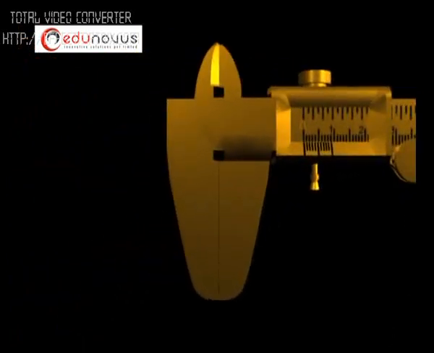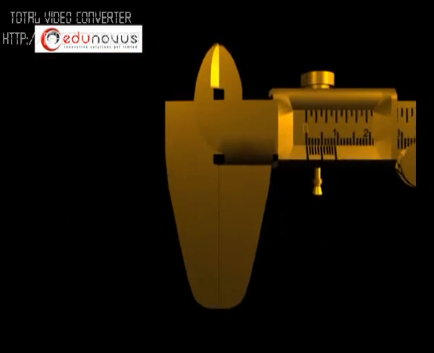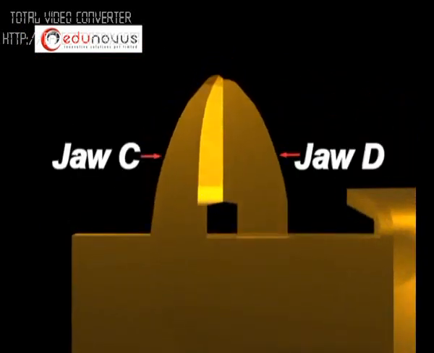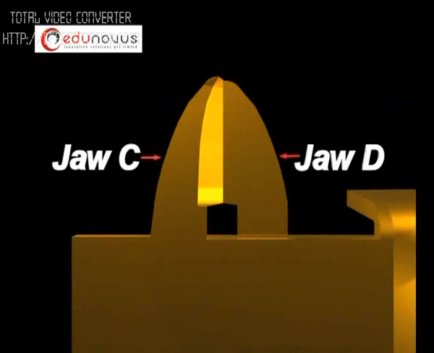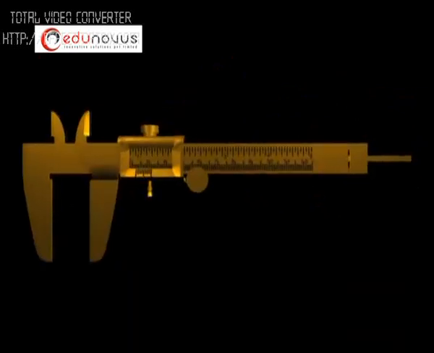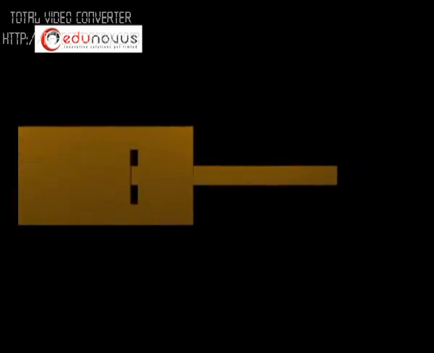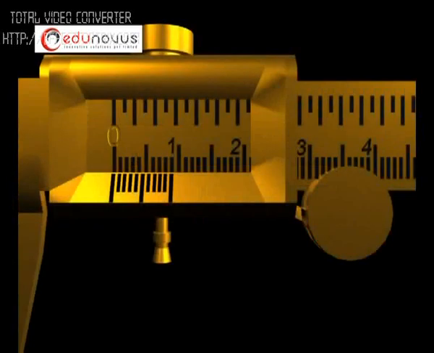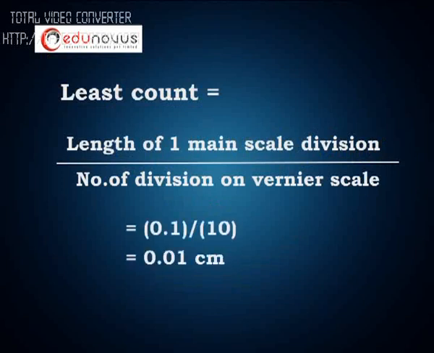The jaws B and A are used to hold the objects. Jaws C and D are used to measure the diameters of test tubes and hollow bodies. Strip S is used to measure the depth of the holes. Now, we measure the least count of the vernier calipers. Least count is equal to length of one main scale division by number of divisions on vernier scale, that is equal to 0.1 by 10, that is equal to 0.01 centimeters.